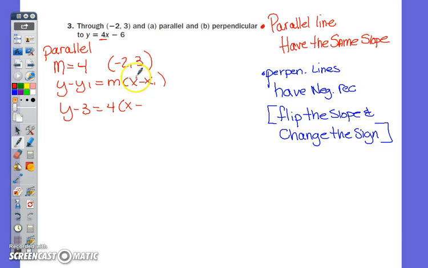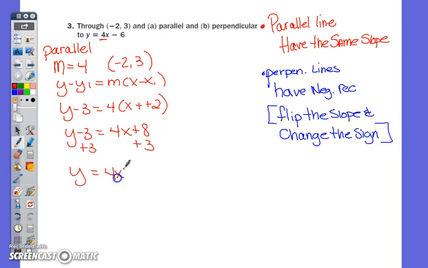Now this minus sign is the problem. We're plugging in a negative 2. Don't lose your signs. So then you distribute. y minus 3 equals 4x plus 8. Add 3. y equals 4x plus 11. They're parallel. They have the same slope.